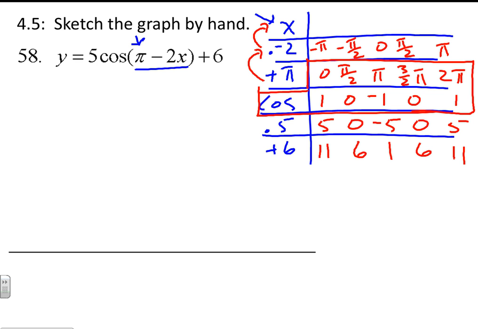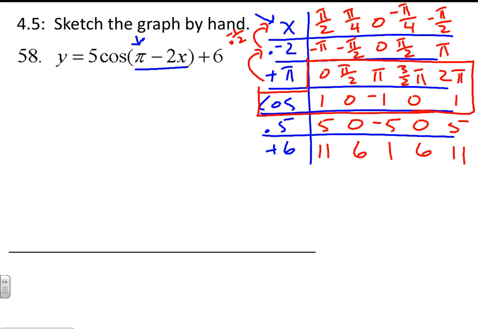Divide by negative 2, or multiply by negative 1/2. That gives me positive pi on 2. This gives me positive pi on 4. 0, negative pi on 4, negative pi on 2. So let's go ahead and chart that as if we really needed to do all 5 positions.